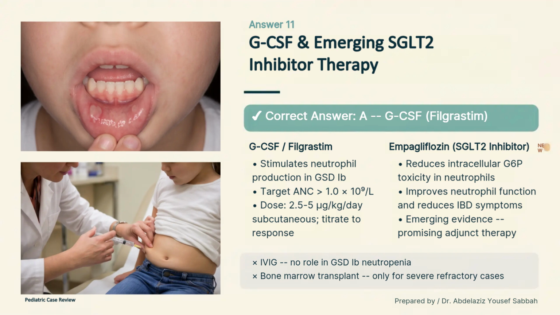An emerging and promising adjunct is empagliflozin, an SGLT2 inhibitor, which reduces intracellular glucose 6-phosphate toxicity in neutrophils, improving neutrophil function and reducing inflammatory bowel disease symptoms. Intravenous immunoglobulin has no role in this neutropenia, and bone marrow transplantation is reserved only for severe refractory cases.